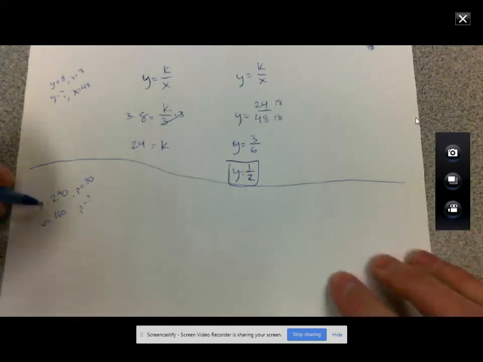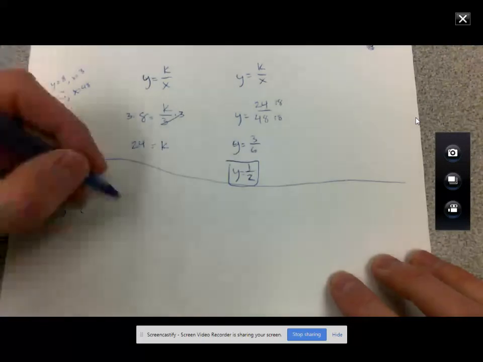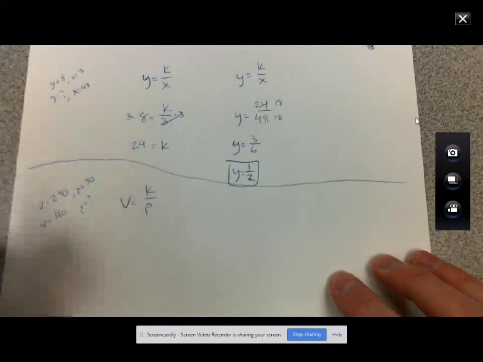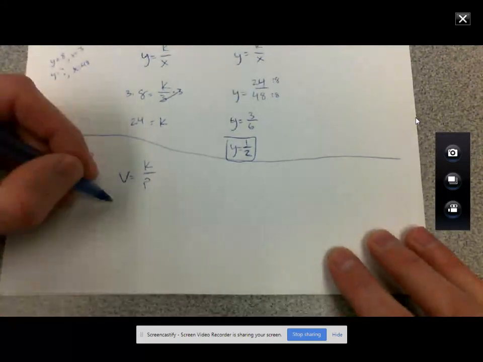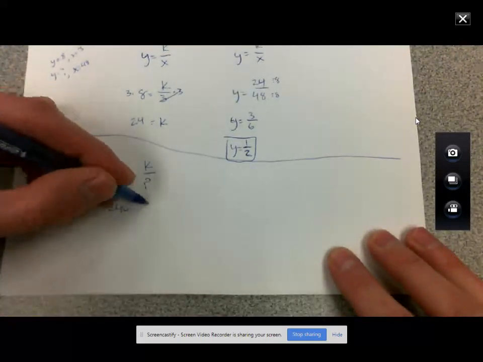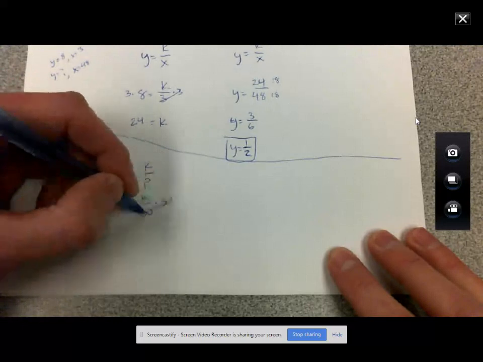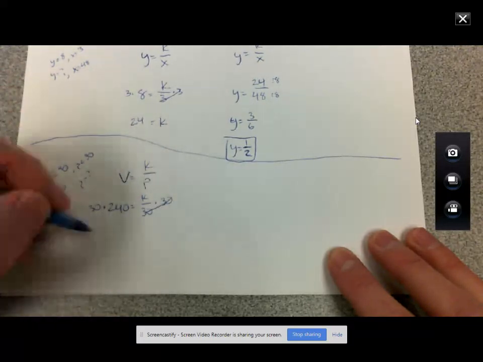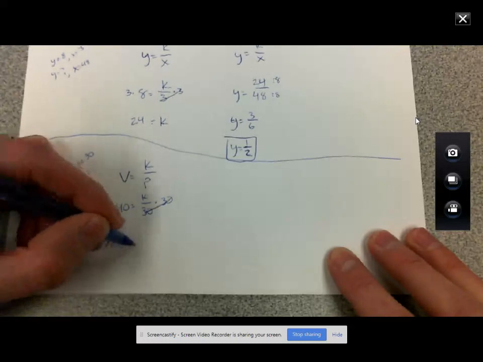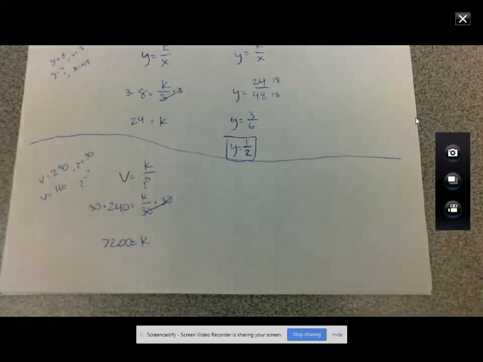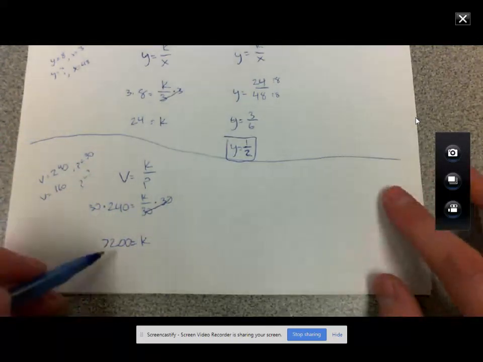The volume changes inversely with the pressure. So volume equals K divided by P. We know that the volume is 240, and we know the pressure is 30. So if I multiply both sides by 30 to get K all by itself, I would get 720, I believe. Oh, no, I might have missed a 0 there. Let's go with that. 30 times 240. Yep, double checked my mental math with the calculator, 7,200.